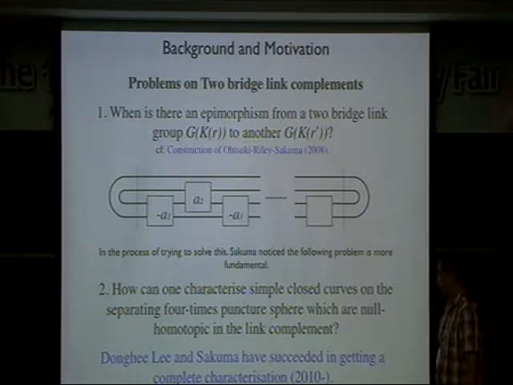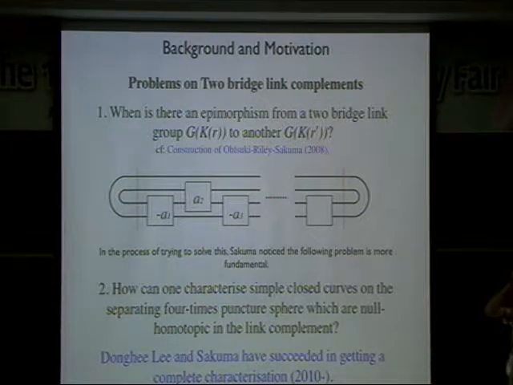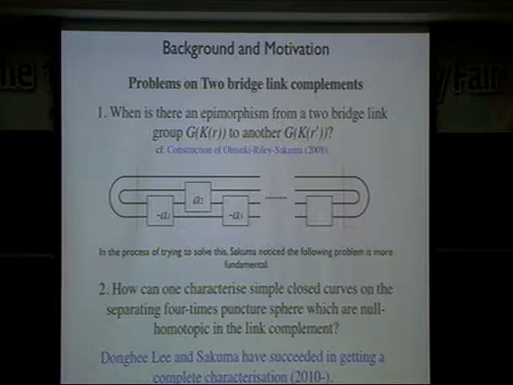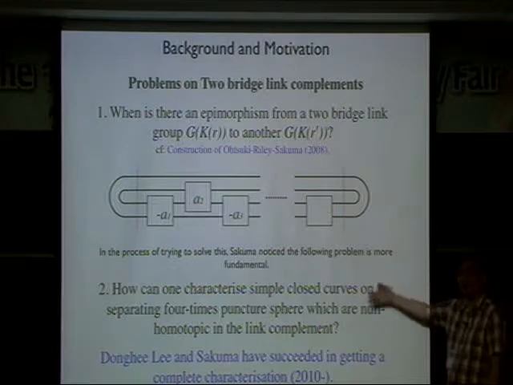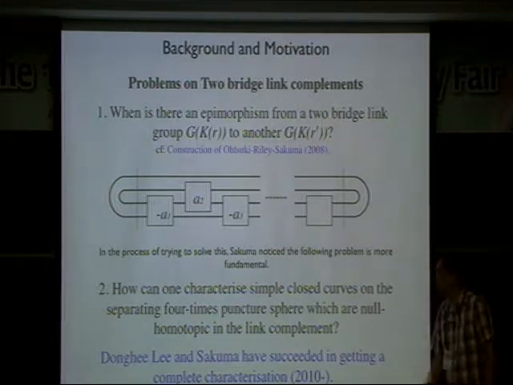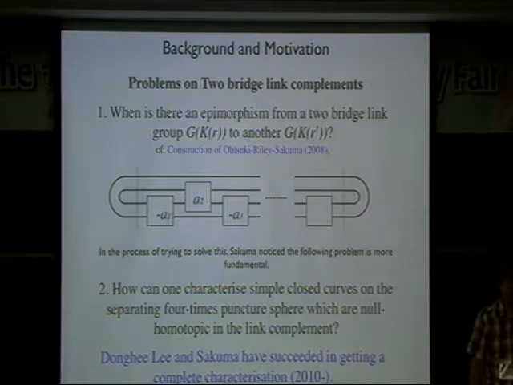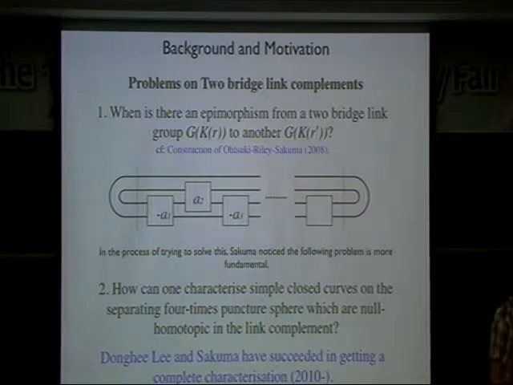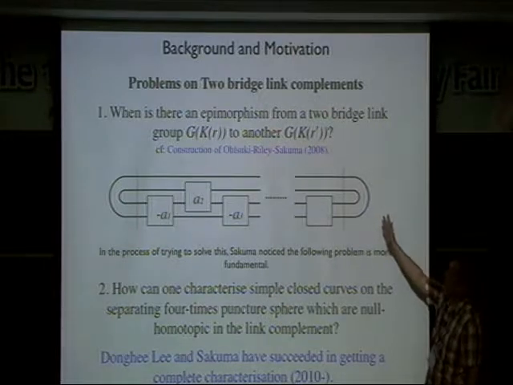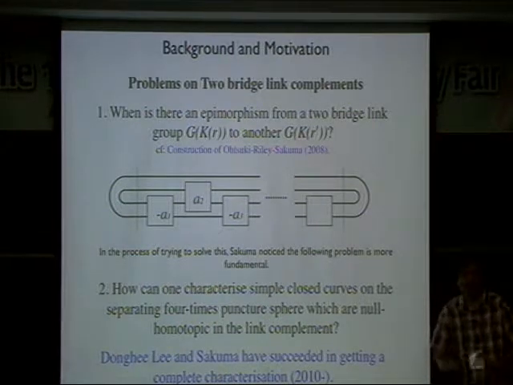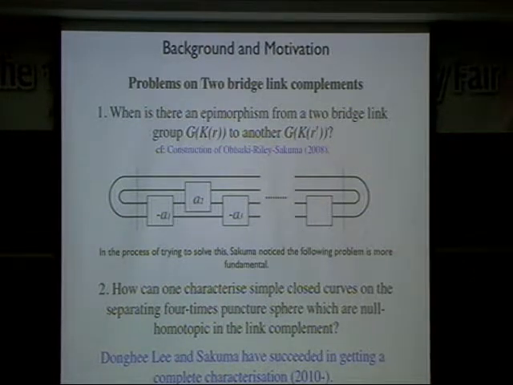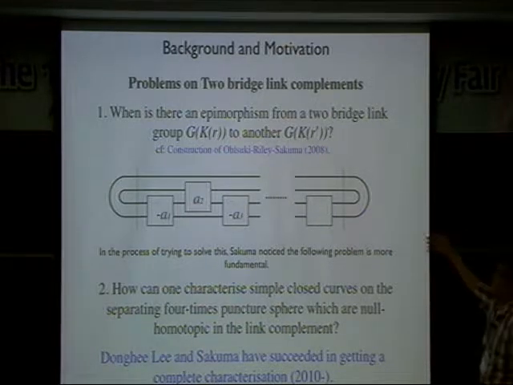Thank you. So Dongyi Lee and Sakuma have succeeded in getting such a criterion, a complete characterization of the curves on the Conway sphere to be non-homotopic in the link complement. This is a very concrete object, the two-bridge links, and it's a very special thing to deal with.